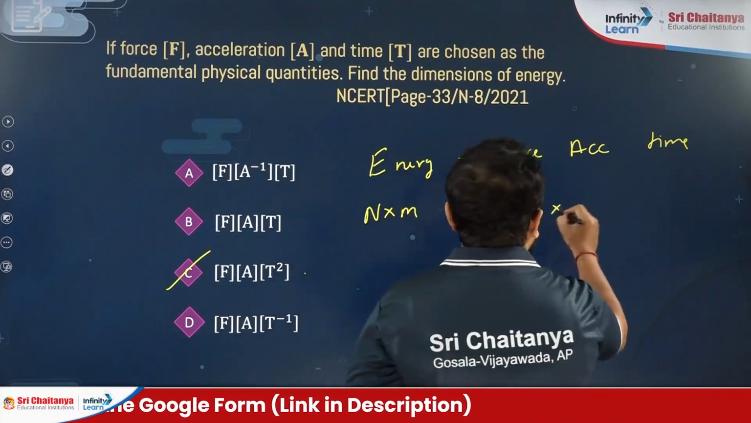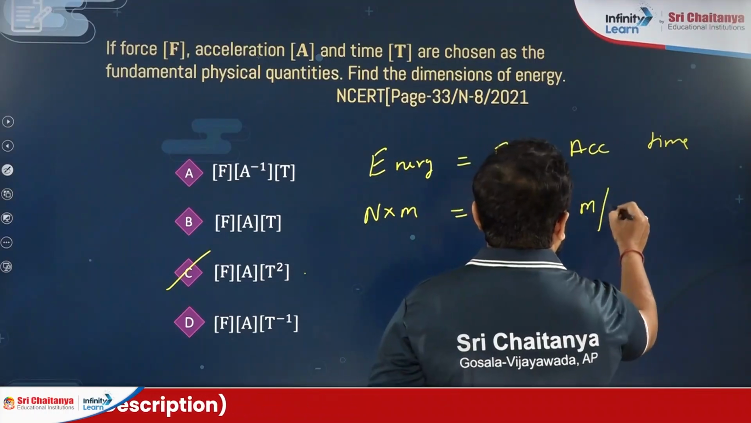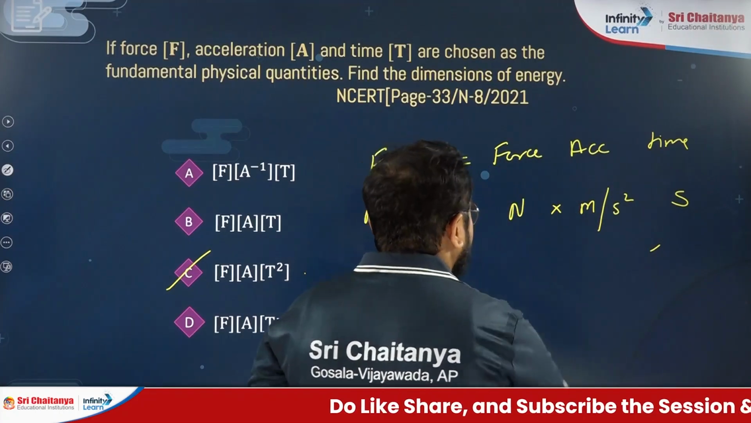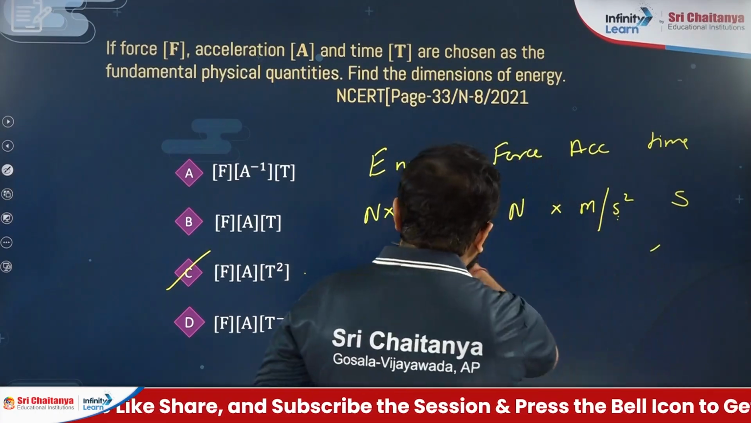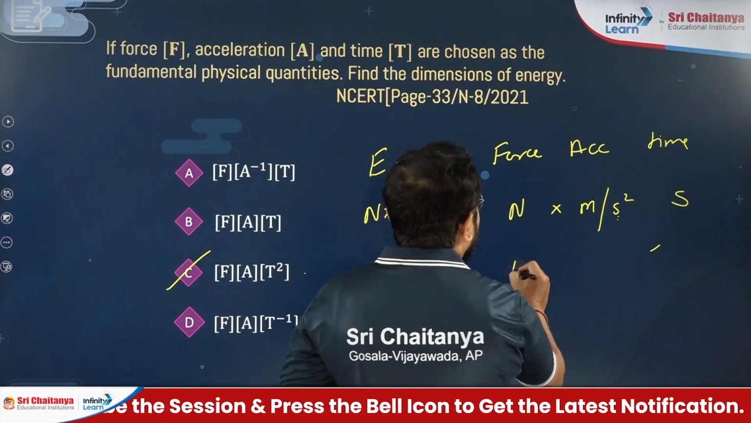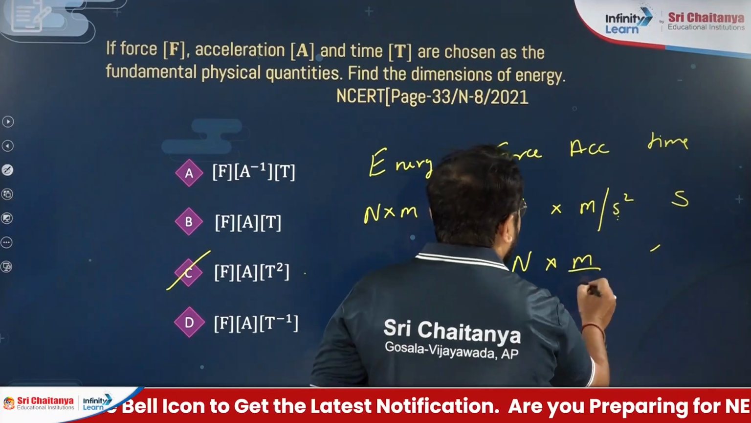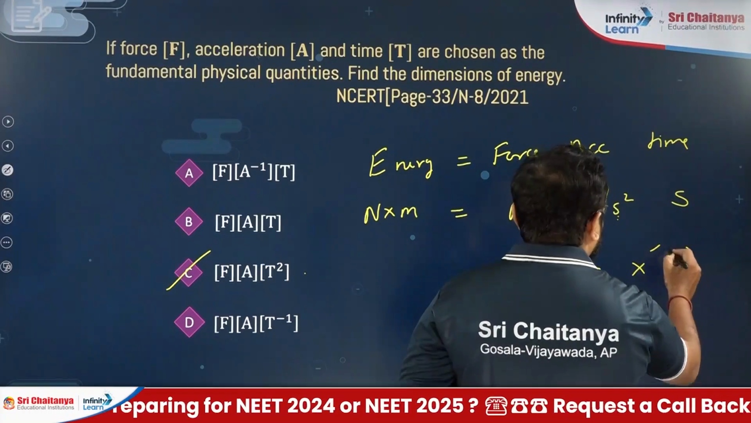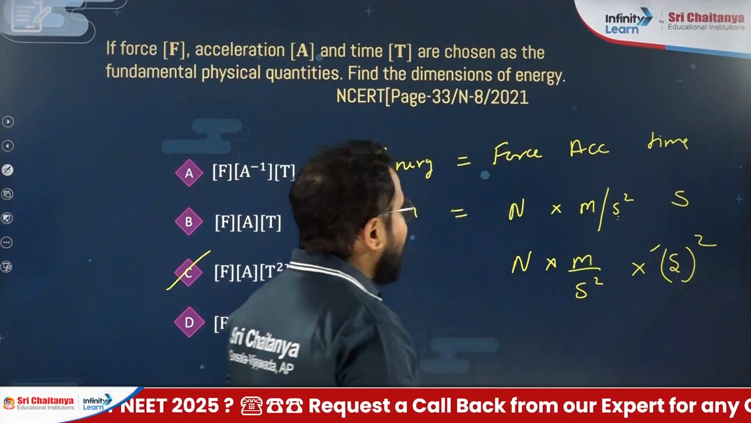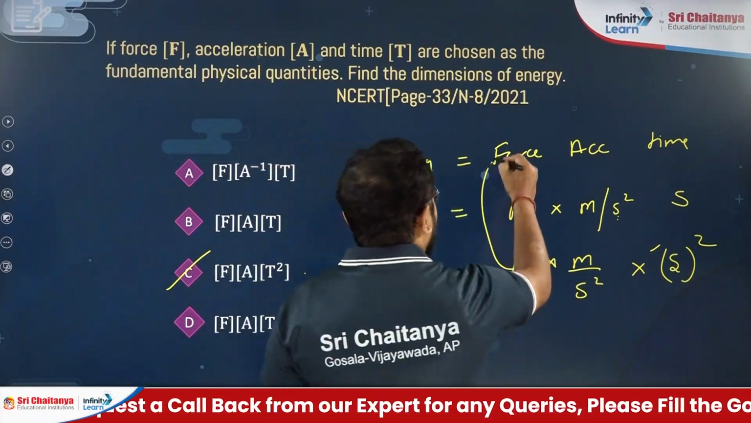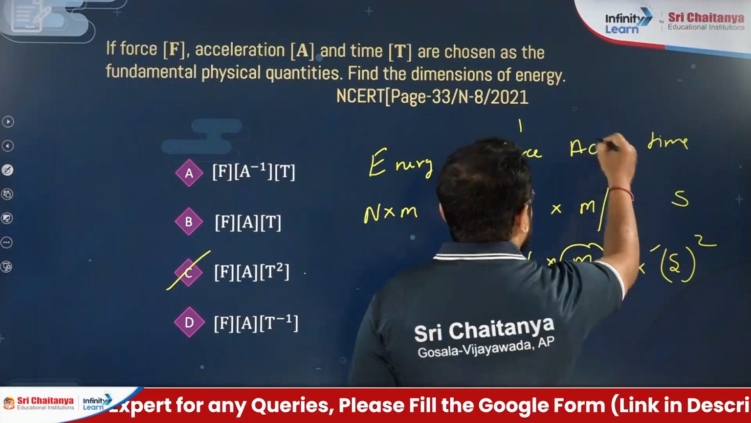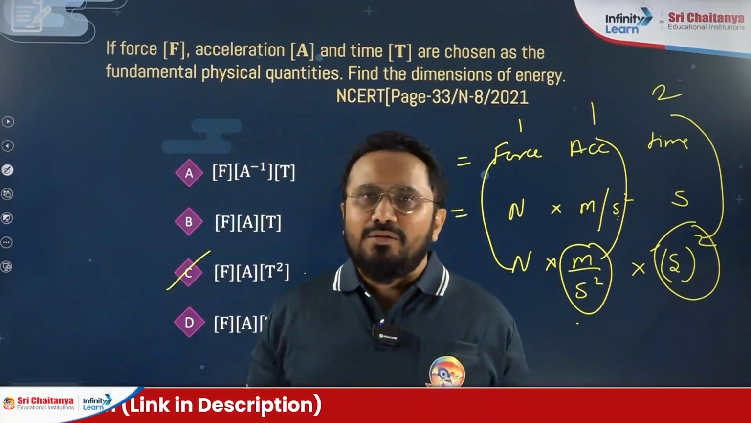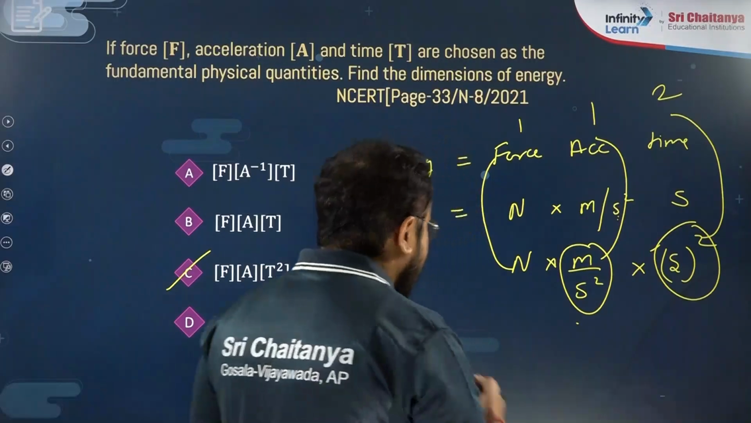Is it clear? Acceleration is meter per second square, and time is second. Now if we eliminate this second square, we will get LHS equals RHS. So how can we eliminate it? Meter per second square multiplied by second to the power 2 over here. Is it clear or not? So newton power 1, acceleration power 1, time power 2. This is the tricky format. You can go this way also. This will save you time.